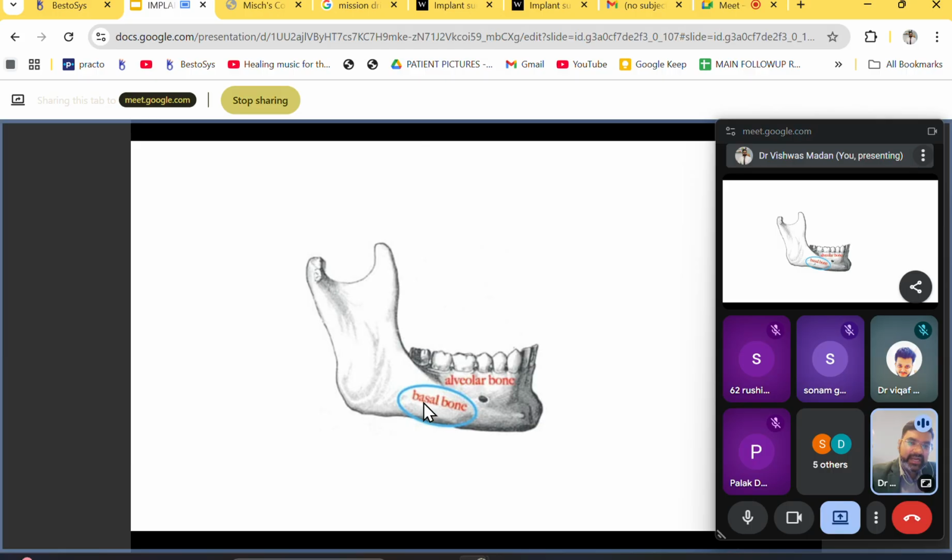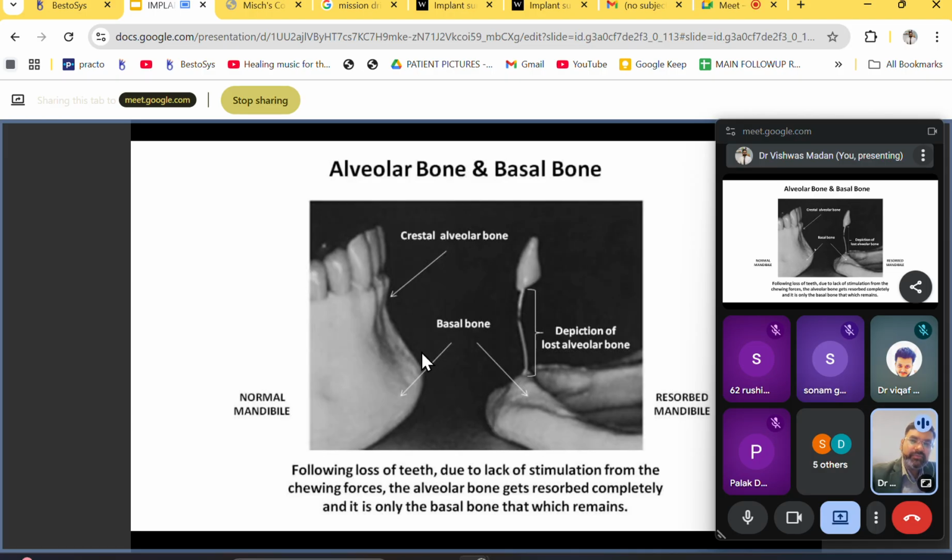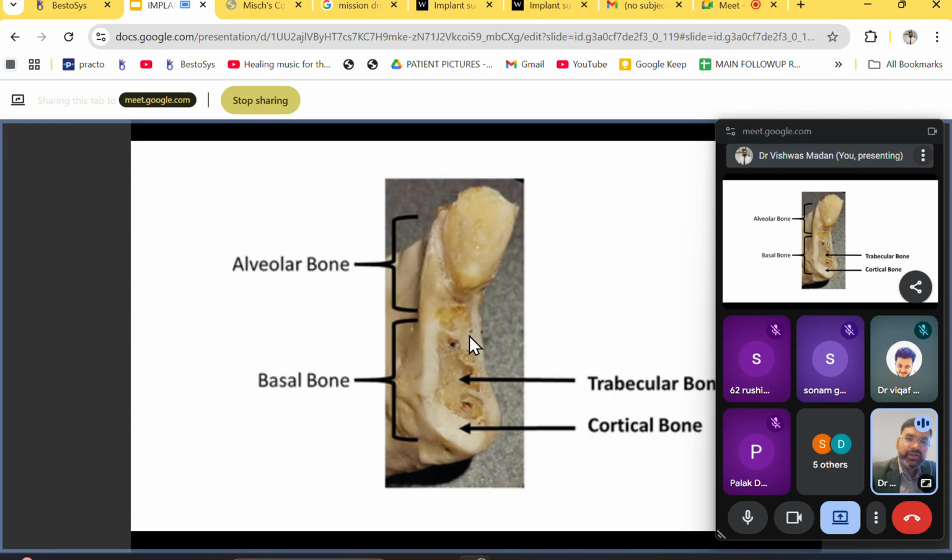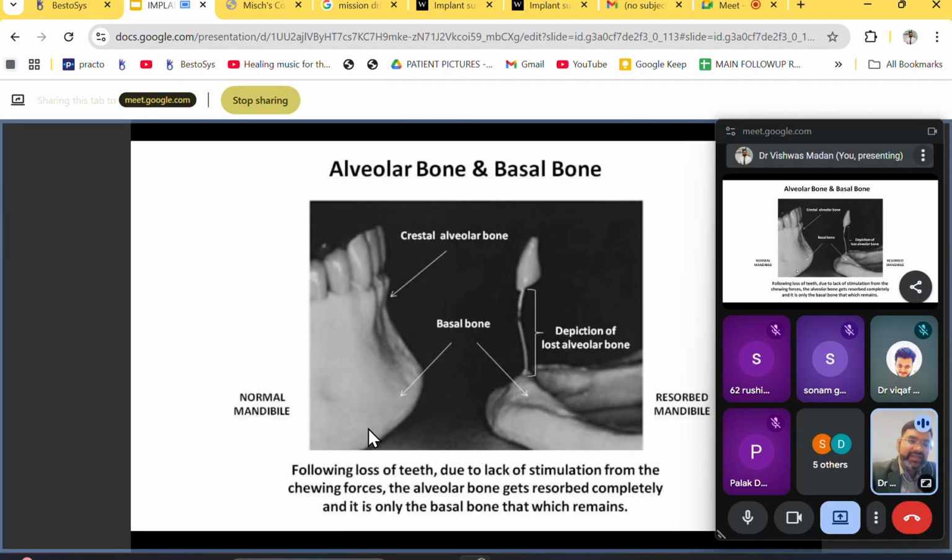They place the implant engaging the basal bone, and if there is no basal bone, that will never happen, because basal bone is a very highly structural unit. In any case where the bone is lost, you will always have basal bone, because inside the alveolar bone there are a lot of blood vessels and nerves. But basal bone has very little blood supply, so it is very resistant to resorption also. We'll come to this in more detail.